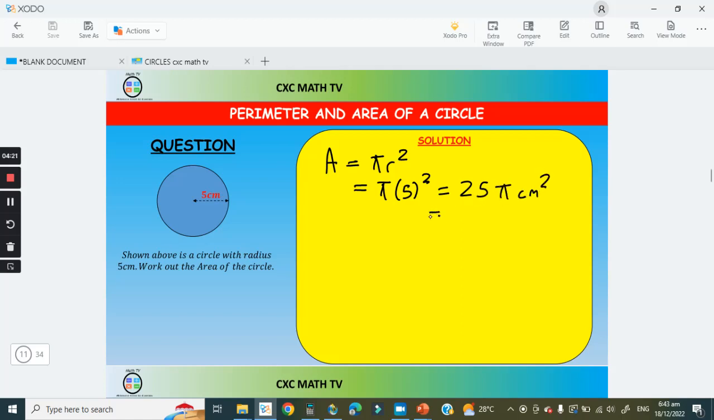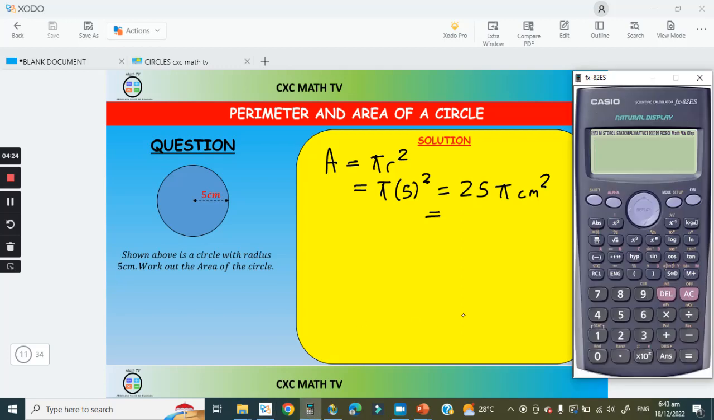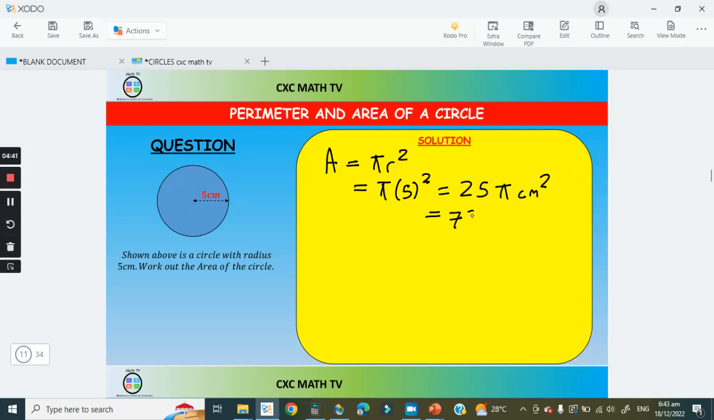Now, sometimes you have to give your answer as a decimal. So 25 pi, remember pi is 3.14, so you can work that out in a calculator. So you type 25 times 3.14. When you put that in the calculator, you get 78.5 centimeters squared, if you wanted the decimal.